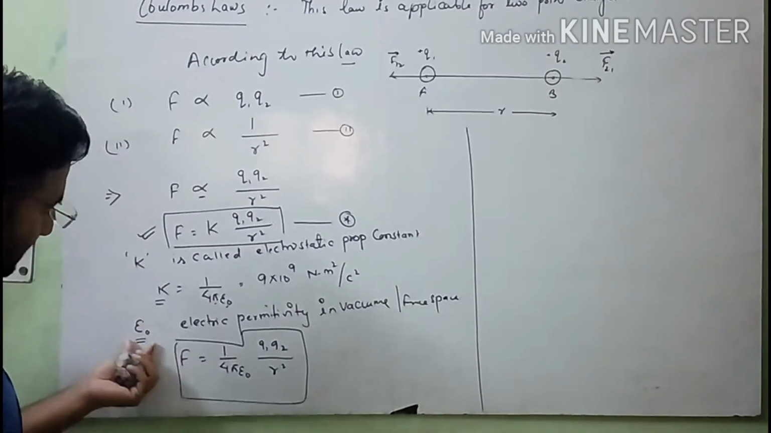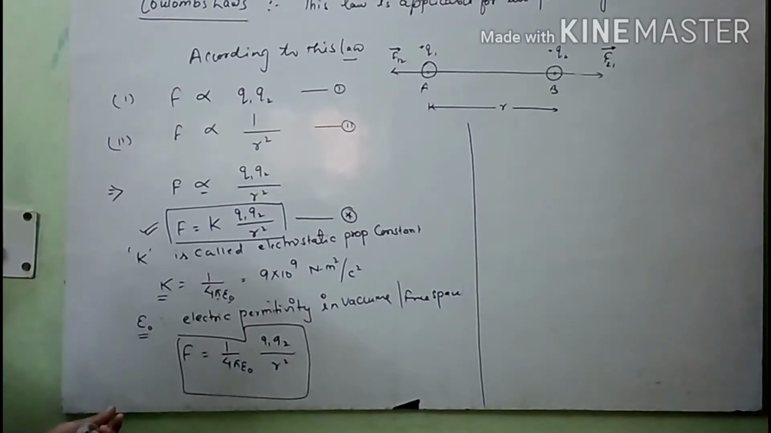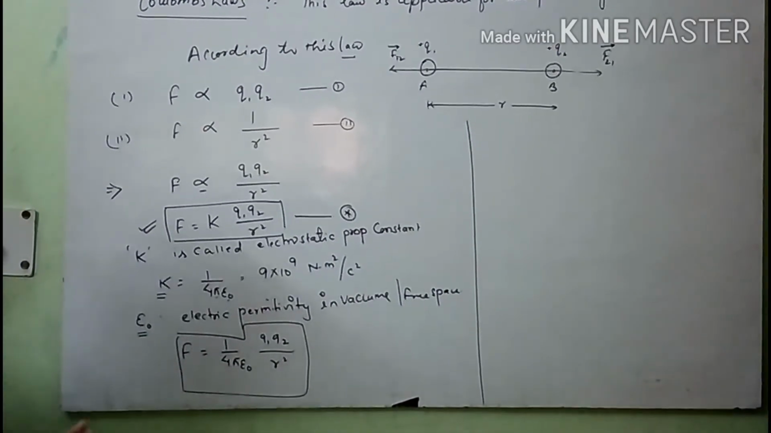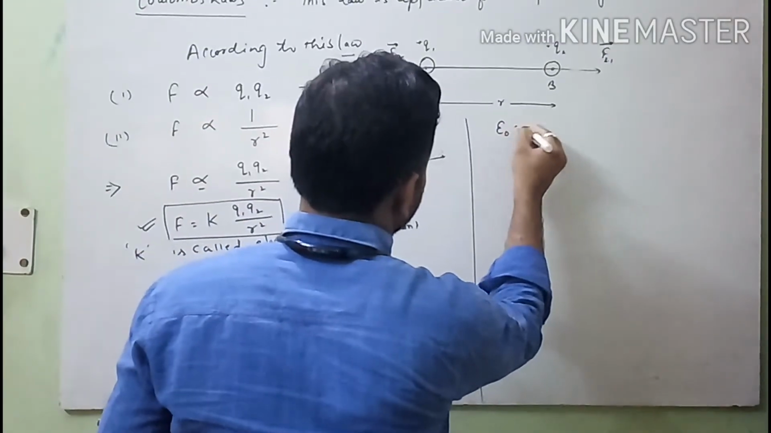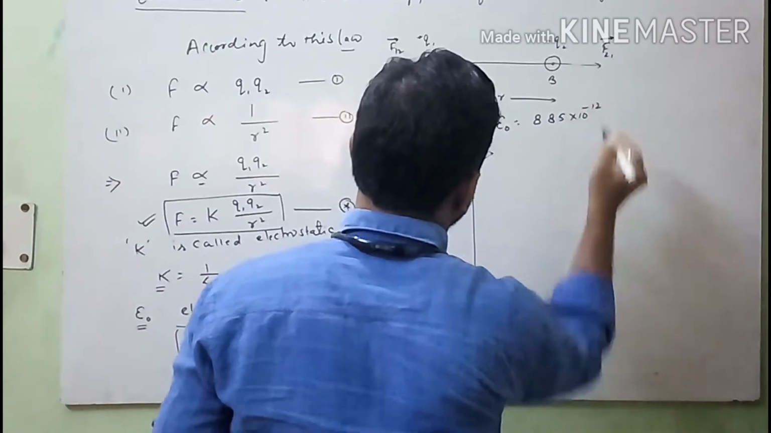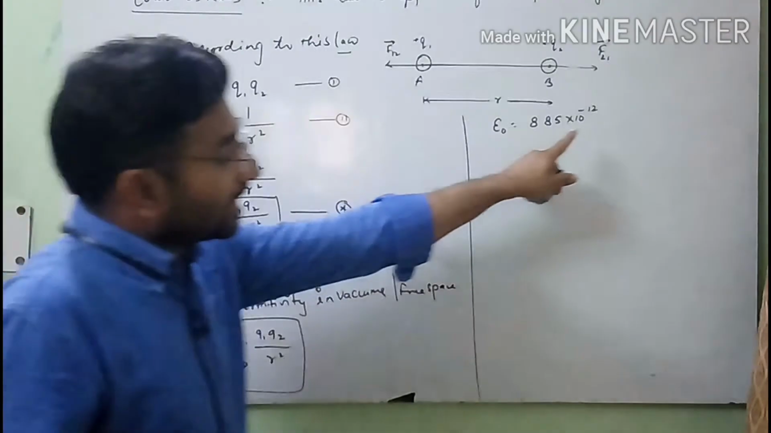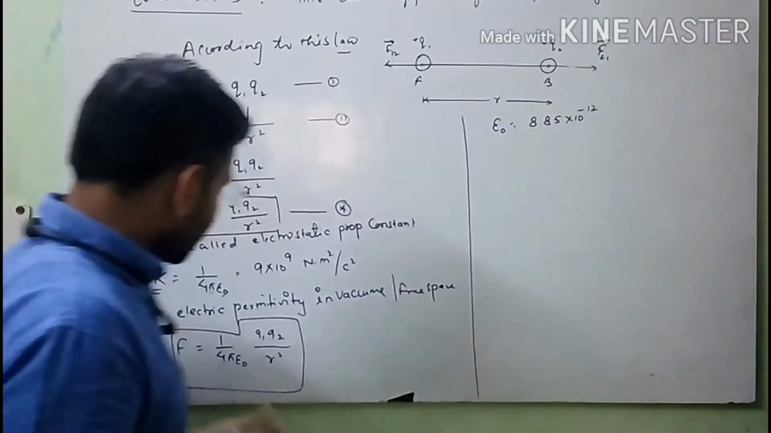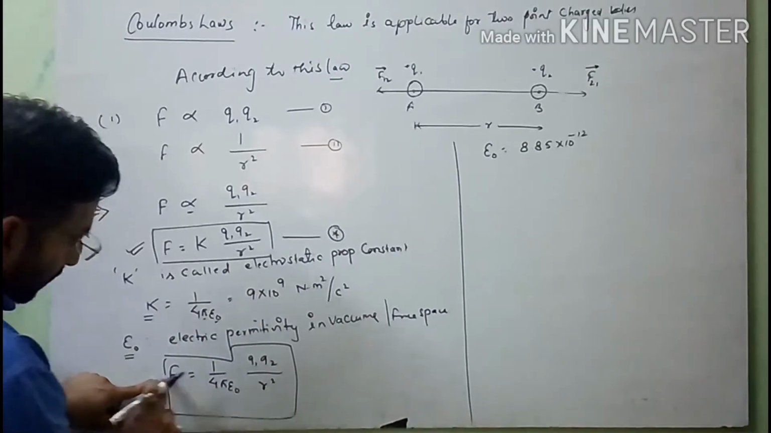Now if you see here, what will be the value of epsilon naught? Students, you should remember that the value of epsilon naught is 8.85 times 10 raised to the power minus 12. If you want to write the unit of epsilon naught, you can see it from this formula.